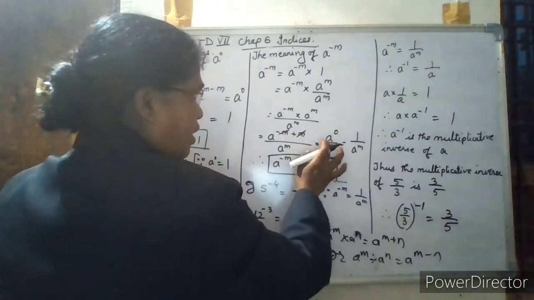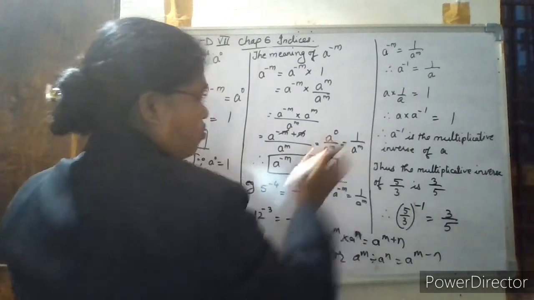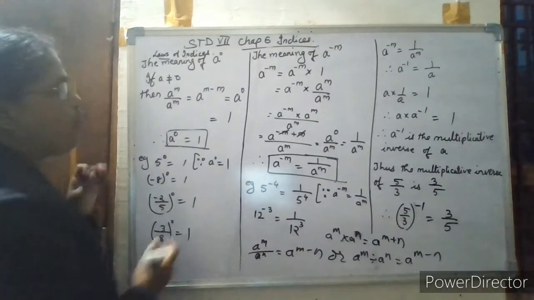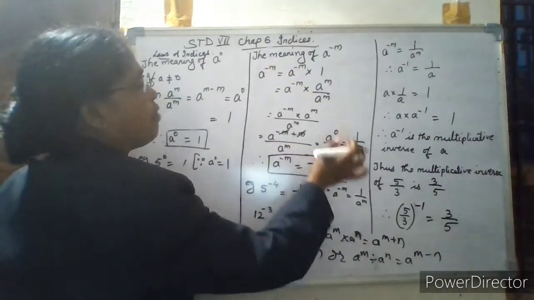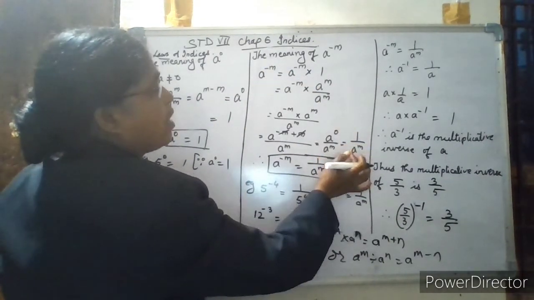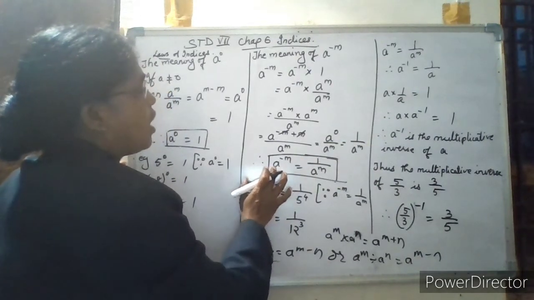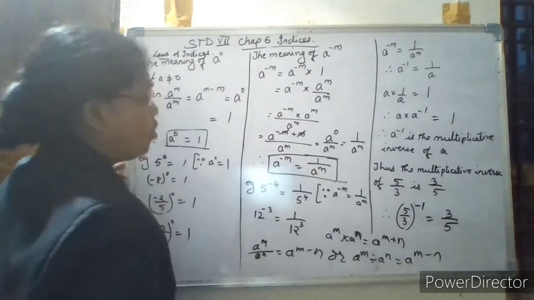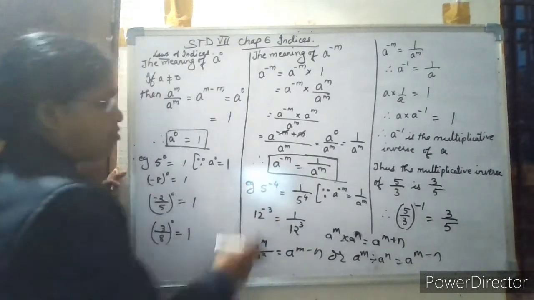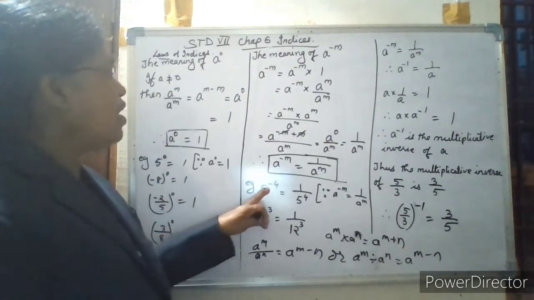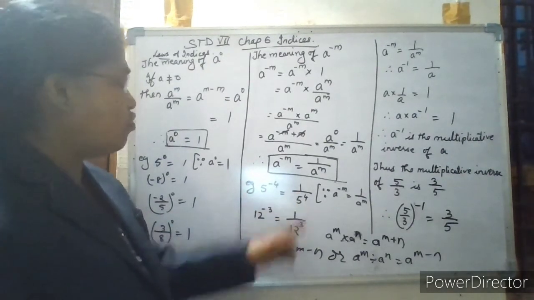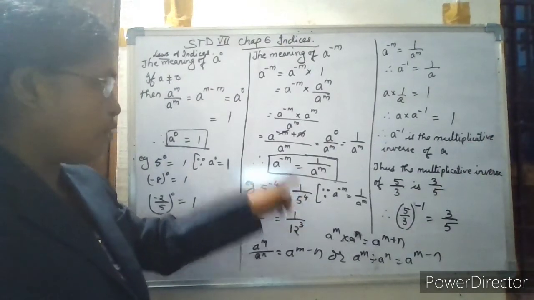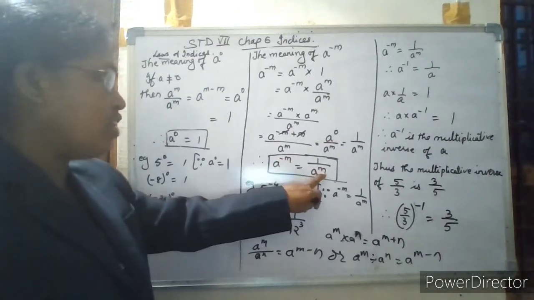Now we know that a raised to 0 is equal to 1. So this is equal to 1 by a raised to m. Therefore, a raised to minus m, we have got, is 1 by a raised to m. This is the law: a raised to minus m is equal to 1 by a raised to m. For example, 5 raised to minus 4 is equal to 1 by 5 raised to 4. This negative power is changed to a positive power.